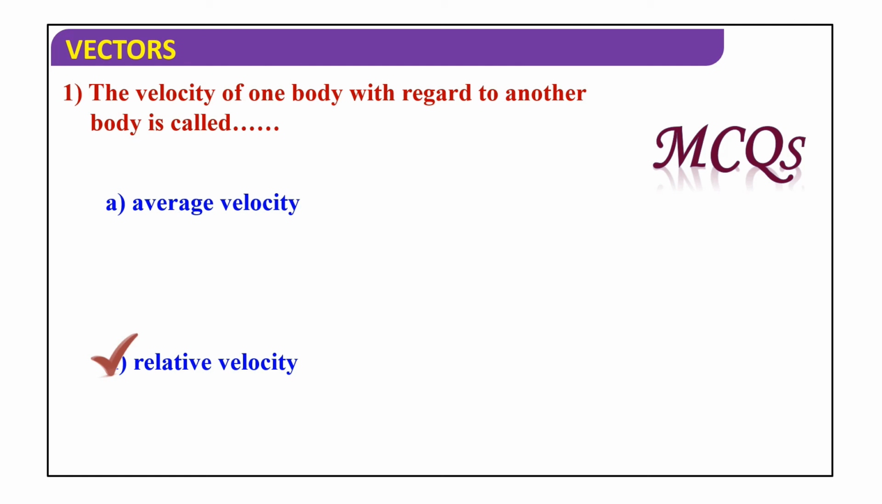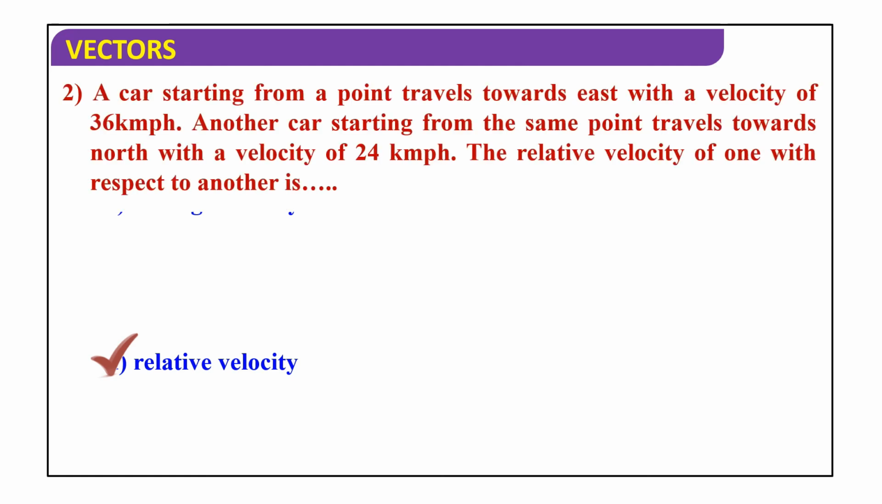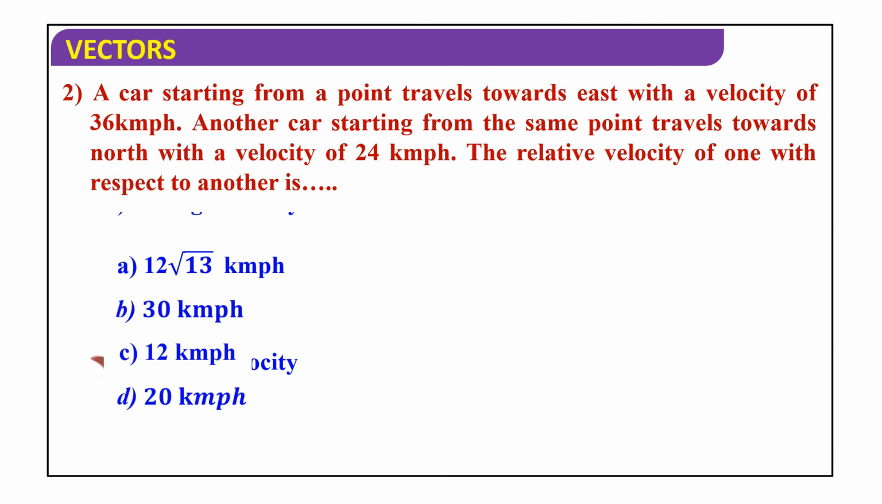Now we'll go to the second one. A car starting from a point travels towards east with a velocity 36 km per hour. Another car starting from the same point travels towards north with a velocity 24 km per hour. The relative velocity of one with respect to another is, the options are 12 root 13 km per hour, 30 km per hour, 12 km per hour and 20 km per hour.